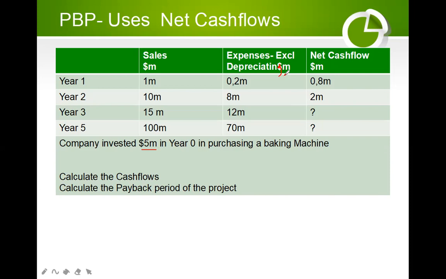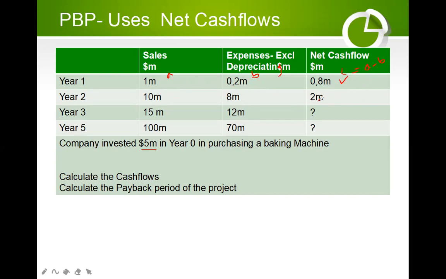Okay. So we're saying we raised how much? A million, then we expended 0.2 million, then it means the net cash in this case is column A minus column B. That's how we get our C. So we are going to say 1 million minus 0.2, we get 0.8. Then we say 10 million minus 8 million, we get 2 million.